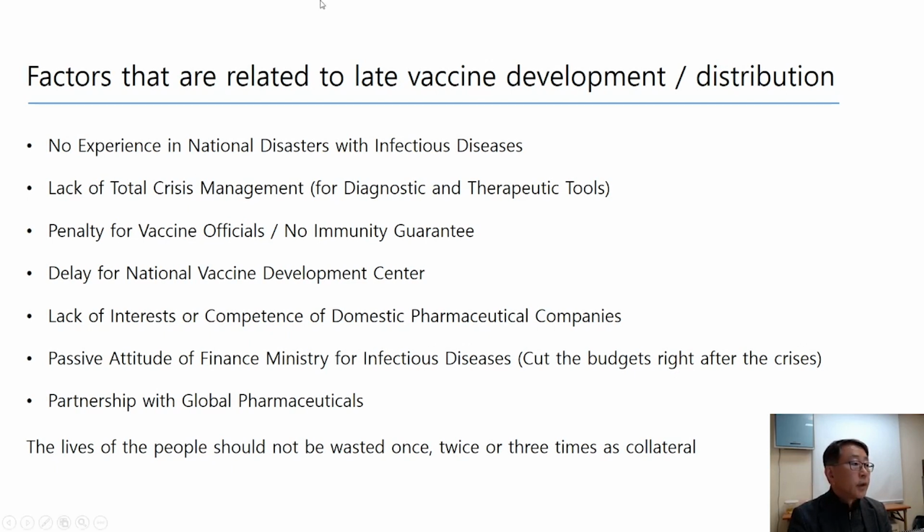There was a first kind of one factor that may have contributed to late vaccine development or distribution. The second factor is a lack of total crisis management. Either this current ruling party or the opposition party, no matter which party took over the regime, they are interested in getting the power rather than having a good crisis management system, either for diagnostic tools or therapeutic tools, including vaccine or therapeutics.